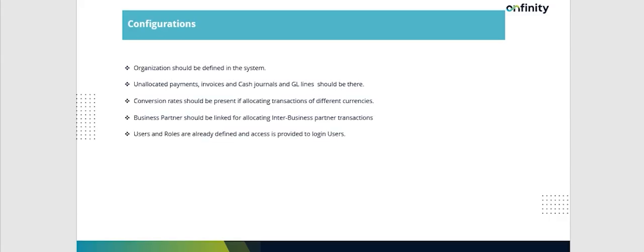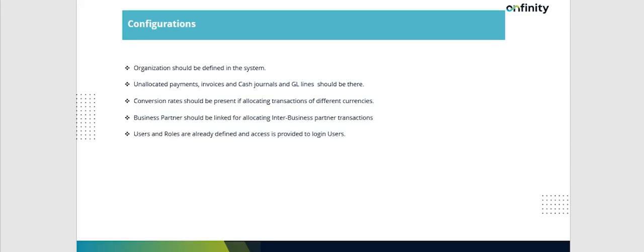Before using the payment allocation form, certain configurations must be completed. First, the required organizations must be defined in the system. These organizations are where invoices, cash journals, GL journals, and payments are created and allocated. The organization in which the allocation is created must also exist in the system and be selectable on the form.